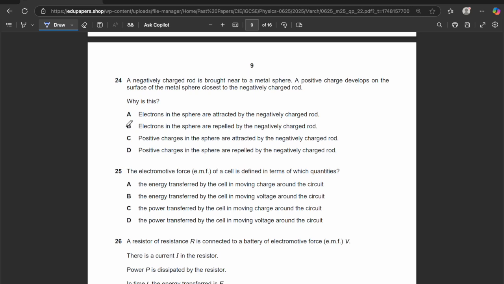So B is correct. Let's just read downwards. Positive charges in the sphere are attracted by... the thing is, we don't actually have such a thing as positive charges that move. We only have electrons moving. Positive charges are just in the nucleus, so they can't really move. We say something is positive because there is a lack of negative charges, so that isn't right. Only the electrons do the moving, and then the charges accumulate over time. So B would be the correct answer.